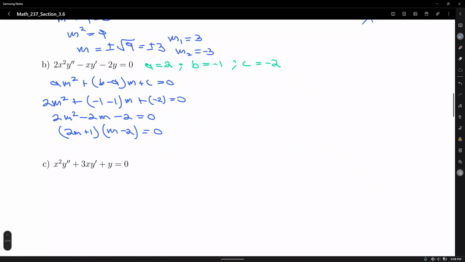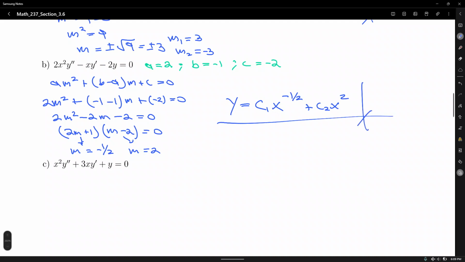From here, this factor tells us m equals negative 1/2, and this factor rather tells us m equals positive 2. So we're good to go and write the general solution to the Cauchy-Euler equation, that is y equals c1 x to the negative 1/2 plus c2 x to the second power. And guys, you don't have to write this in the denominator with radical form. If you want, that's fine, but it's not necessary. We can leave it like this.